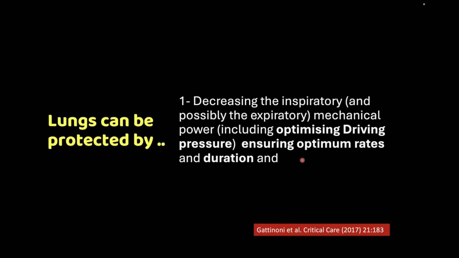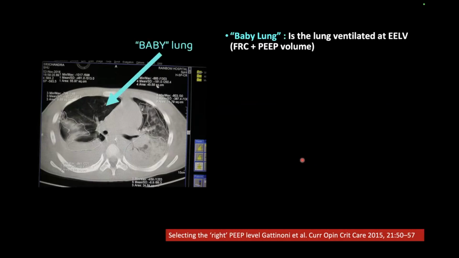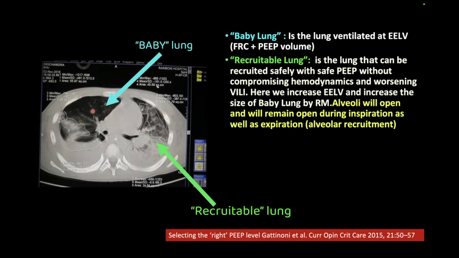So the lung can be protected by decreasing the inspiratory as well as expiratory mechanical power, ensuring the optimum rates and duration, and trying to increase the lung homogeneity. Lung homogeneity also is a very important point, because as we have seen already in ARDS, the lung can have an area where you can have a good gas exchange, that is called the baby lung. You can have an intermediate zone, which is also called the recruitable lung, where if you apply a PEEP, and if that PEEP can lead to recruitment of the alveoli, it will reduce the stress and strain, as we already saw in previous slides, and it will keep your end inspiratory lung volume safely away from total lung capacity, and you have all the benefits of a good PEEP.